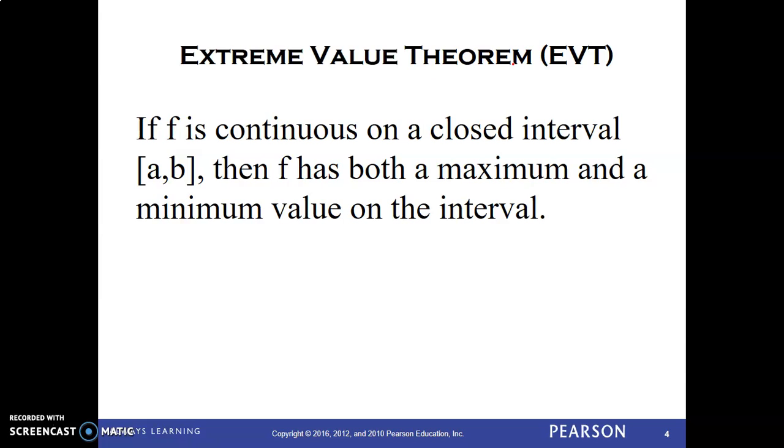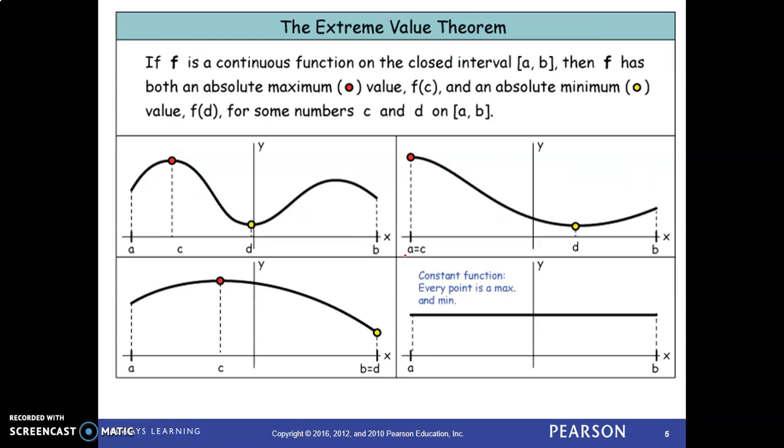The extreme value theorem just says that if f is continuous on a closed interval, then it has a maximum and a minimum. So as long as you are continuous on a closed interval, you have to have a maximum and a minimum. And here's some pictures showing that. So your maximum and your minimum, like the max could be at an endpoint, the minimum could be at an endpoint, the max and the min could be in the middle, they could both be at the endpoints, but as long as it's continuous and it's on a closed interval, it has to have a max and it has to have a minimum.